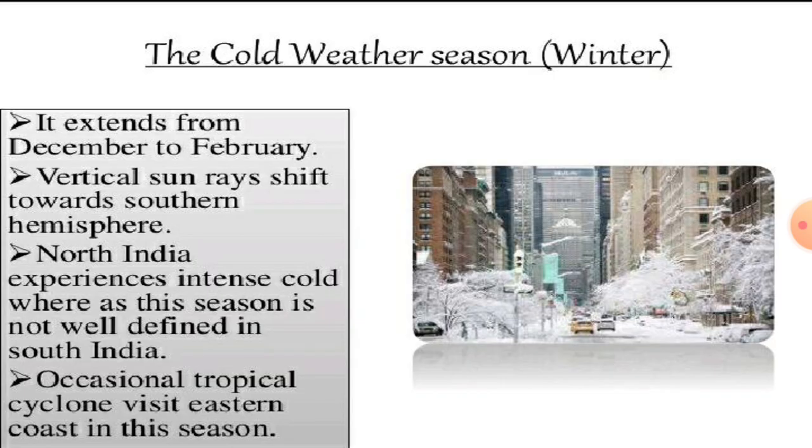Now, let us have a point-wise discussion. Cold weather season extends from December to February. Vertical sun rays shift towards the southern hemisphere. You know, the axis of the earth is tilted.